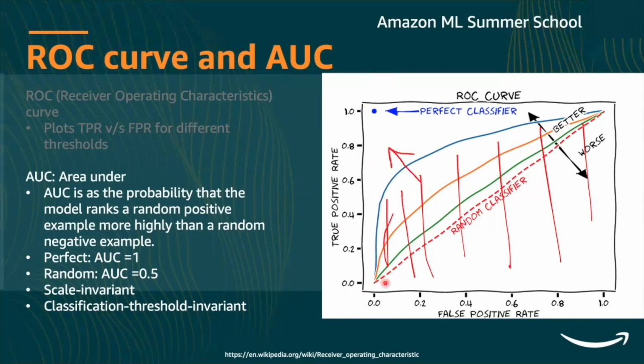The random AUC is 0.5, which is the area under the random classifier curve. You can compute the area as half into base into height. Half, base is 1, height is 1, and hence the random AUC is 0.5. The advantage of AUC is that it's scale invariant and classifier threshold invariant, because you compute the AUC across all the thresholds.